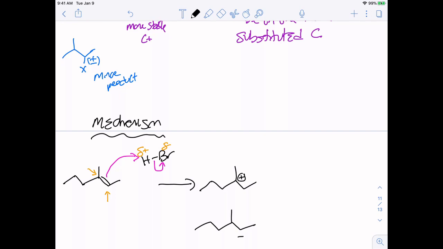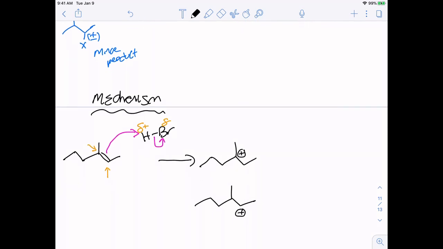Is I could have this, right? That would be the intermediate that would give me my minor product. And if I said draw all possible products, then I'm looking for both. So do know that they're both possible. It's just the more stable one's going to be my major.